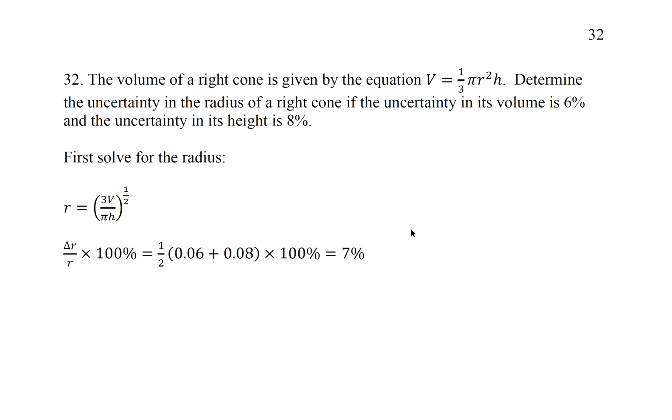Question 32. The volume of a right cone is given by the equation v equals 1/3 pi r squared h. Determine the uncertainty in the radius of a right cone if the uncertainty in its volume is 6% and the uncertainty in its height is 8%. So first solve for the radius. And then we could just plug it into this equation to get 7%. Remember, 3 and pi have no uncertainty. Those are values. Those are not variables.